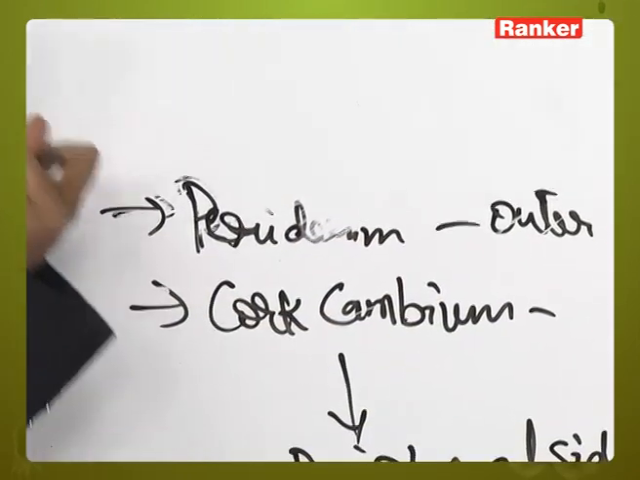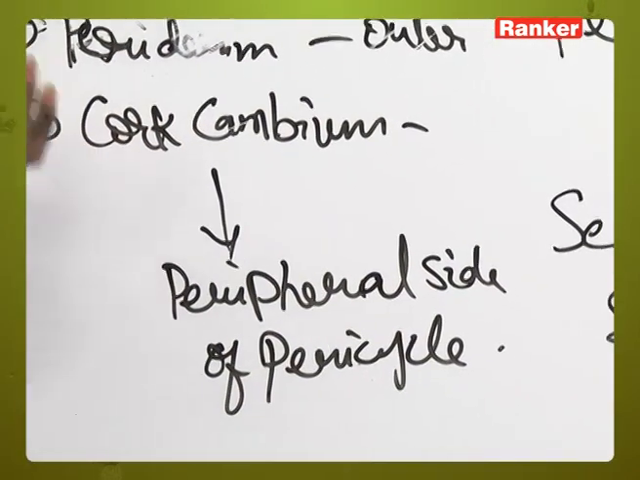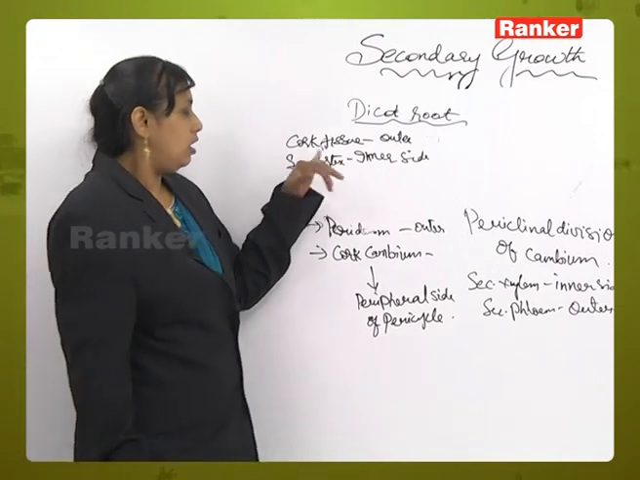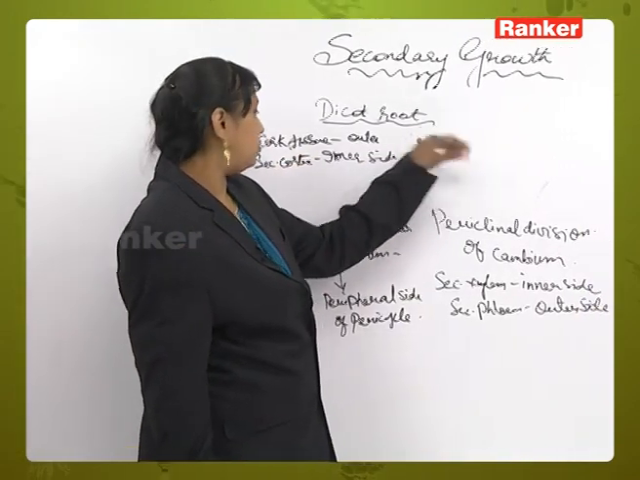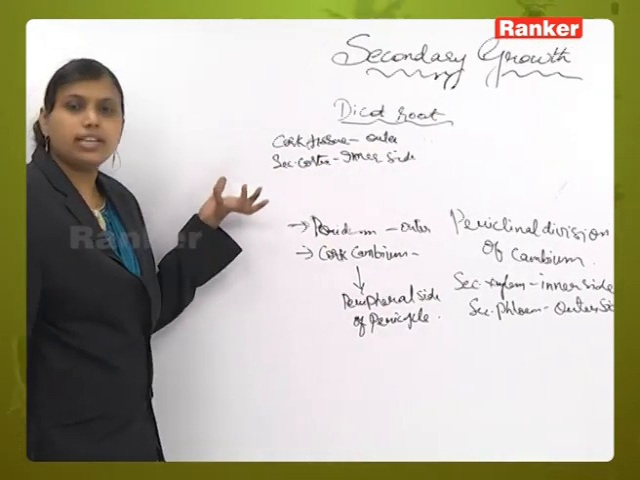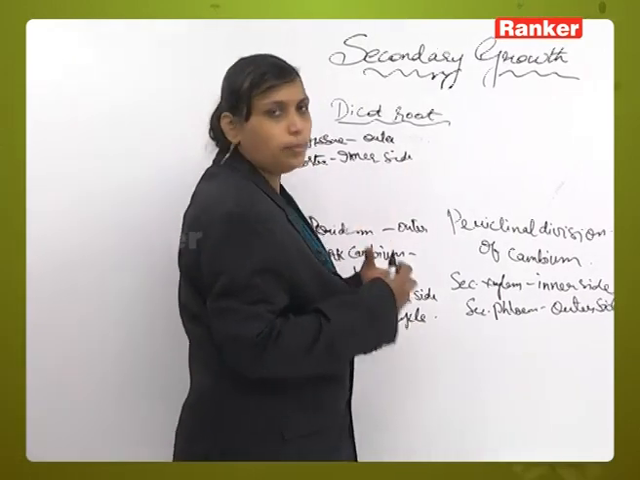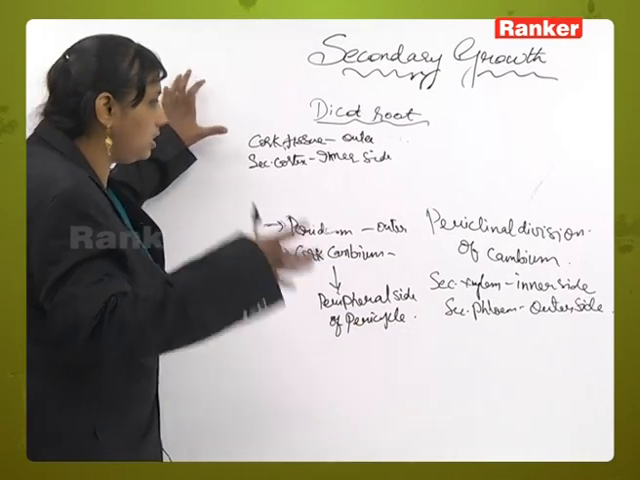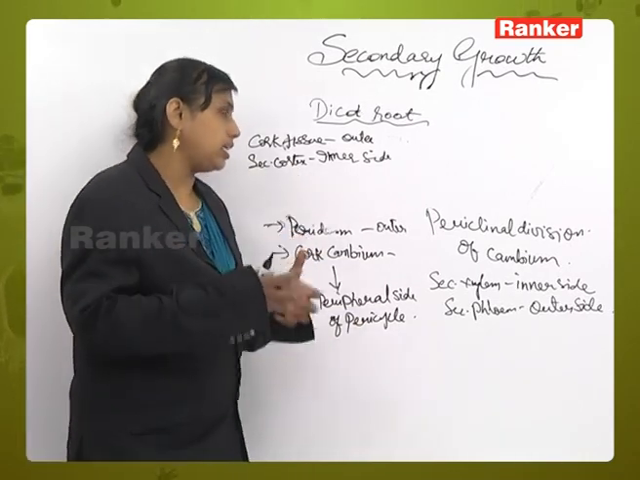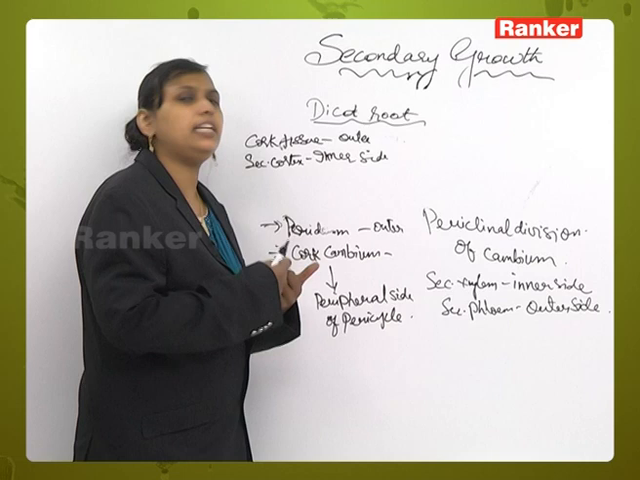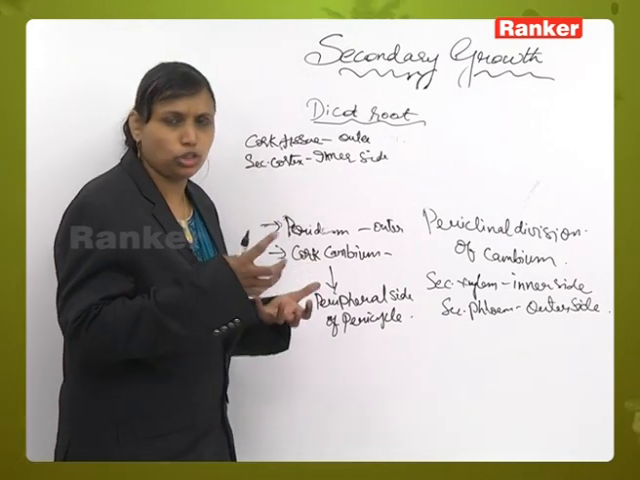Due to the activity of the cork cambium tissue, cork tissues occur on the outer side, and you will see the occurrence of secondary cortex towards the inner side. Due to the pressure created by the continuous secondary growth, because of the pressure created by the inner secondary vascular tissue, what will happen?